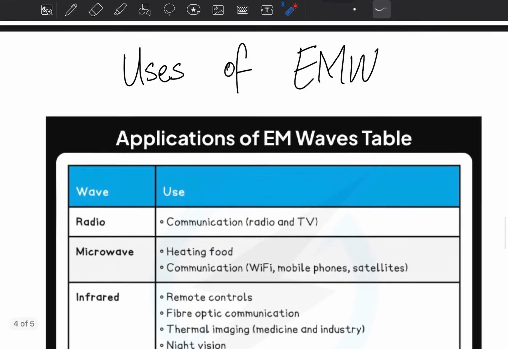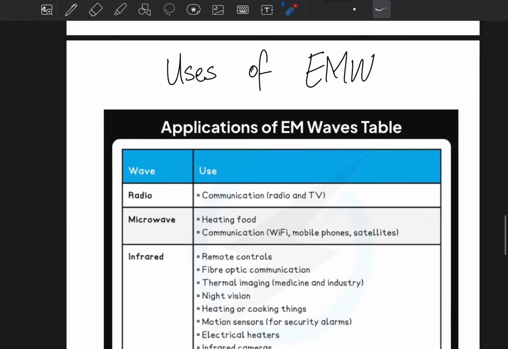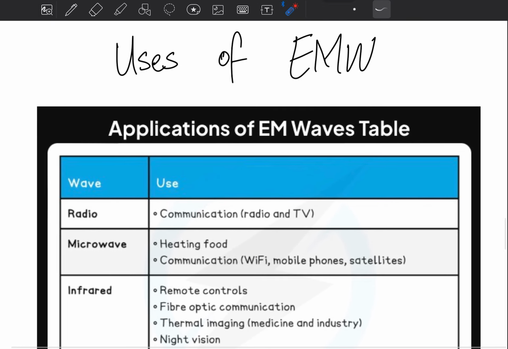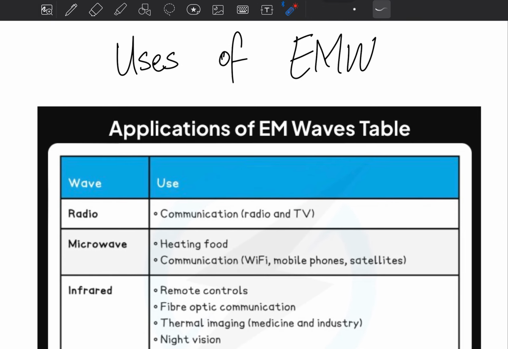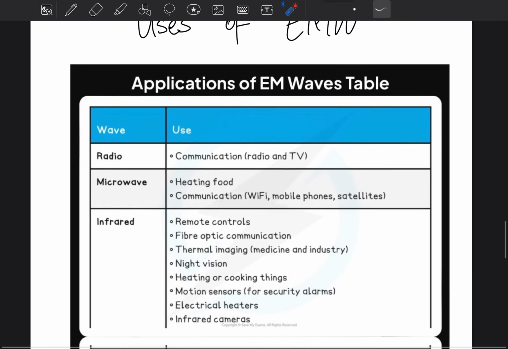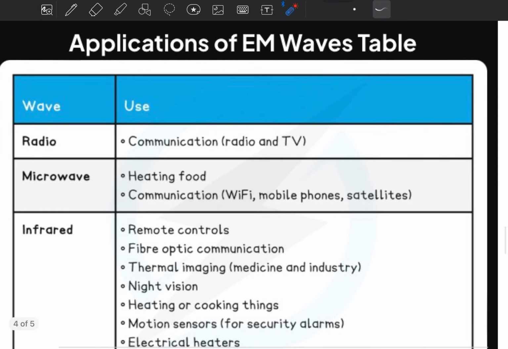Now that we've reached this far, we're going to talk about the uses of electromagnetic waves. These uses mean applications, like where do you use it in your daily life.